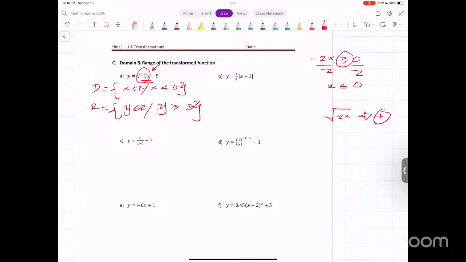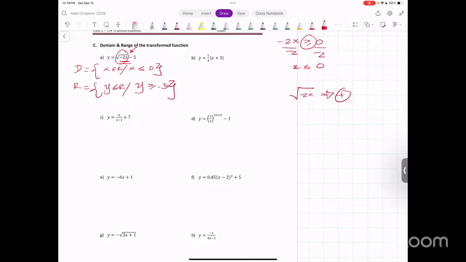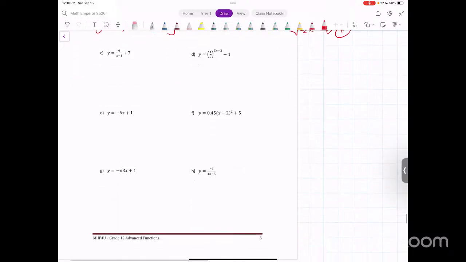Are you guys following how I did the domain and range for my first one? Yeah. Okay, so then you guys are going to quickly look at this question, please. I'm going to ask verbally for the domain and range for that. Let's see if you are able to find it.